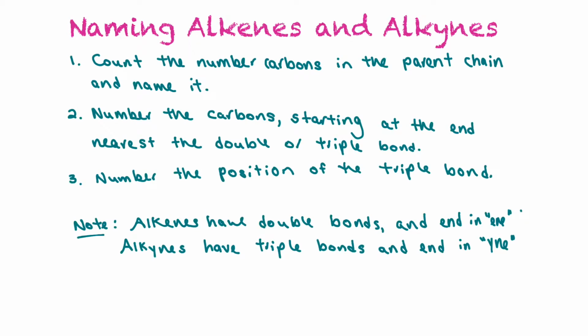So how we name alkenes and alkynes. The first thing you do is you count the number of carbons in the parent chain and you name the parent chain. Then you number the carbons, starting at the end that's nearest the double or the triple bond, or the first double or triple bond. Then you number the position of the triple bond, or the double bond. So just know that alkenes have double bonds and end in -ene, and alkynes have triple bonds and end in -yne.